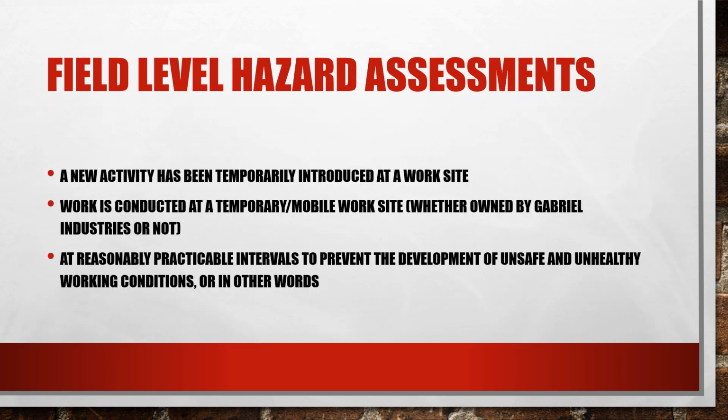Now that we have covered how to review formal hazard assessments, let's look on how to complete a field level hazard assessment. FLHAs for short. This is done in Site Docs. FLHAs are completed when a new activity has been temporarily introduced at a work site, work is conducted at a temporary mobile work site, whether owned by Gabriel Industries or not, and at reasonable practical intervals to prevent the development of unsafe and unhealthy working conditions, or in other words, the scope of the work has changed.